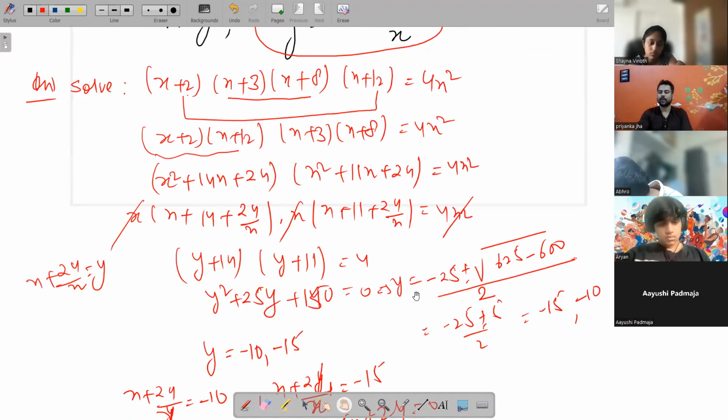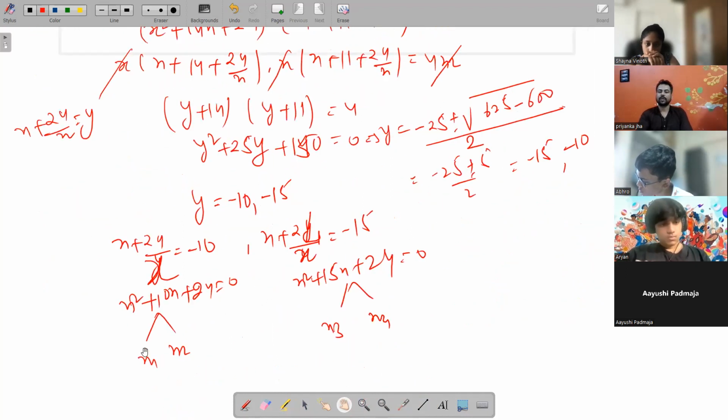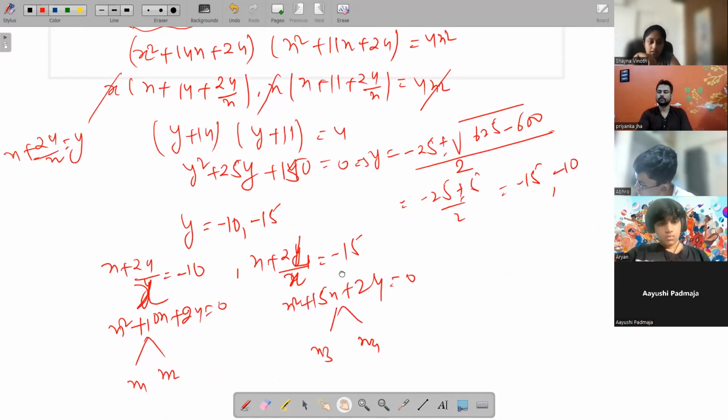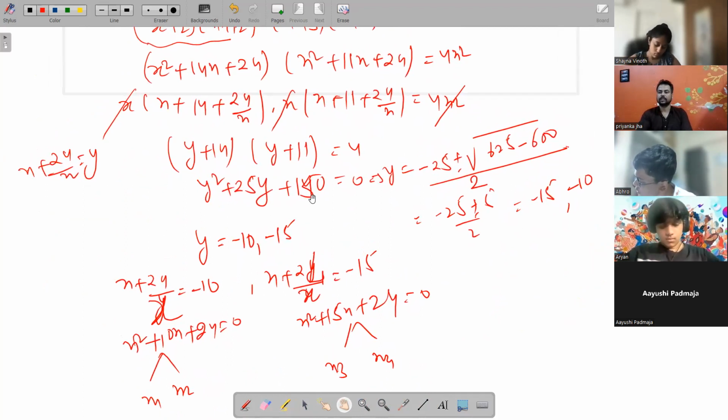We solve for y. We get y equal to minus 15 and minus 10. But the original equation was in x, so we have to use this thing and find the value of x. This thing was y, and y has two values, either minus 10 or minus 15. From here we will get x from both the equations, and that would be our answer. So from minus 10 and minus 15, you equate that quadratic equation to that and then you solve. Yes, put it down.